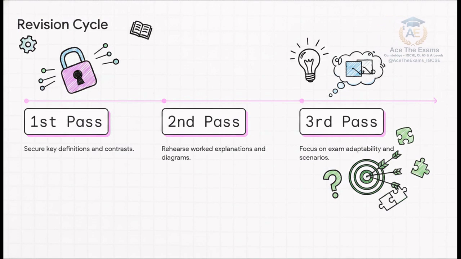I highly recommend adopting this 3-pass revision cycle. This is your time management matrix for studying. In your first pass, your goal is simply to secure your key definitions and those all-important contrasts we talked about earlier. Get the basics locked in.